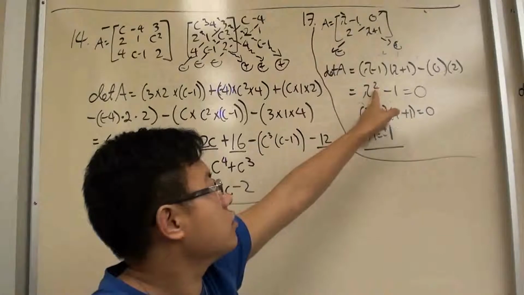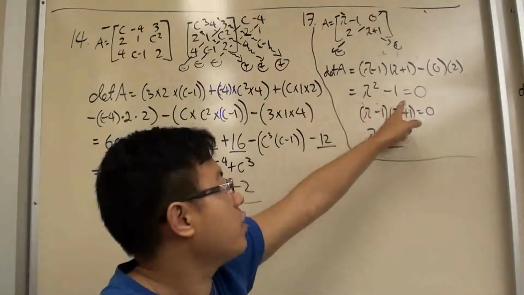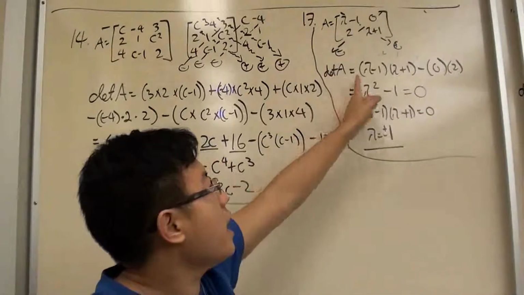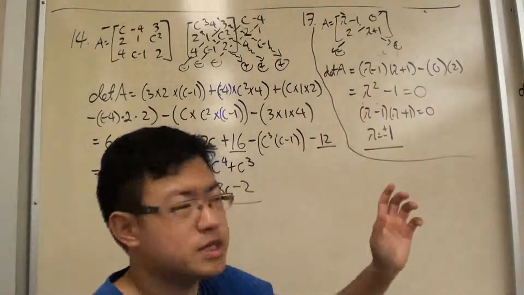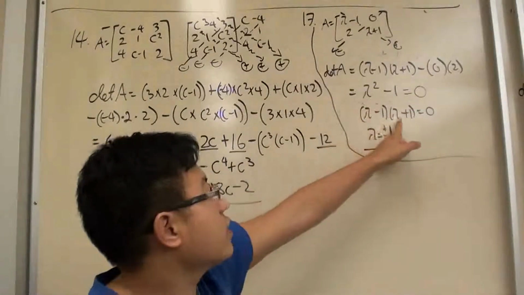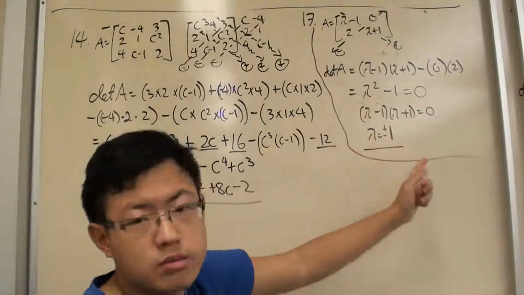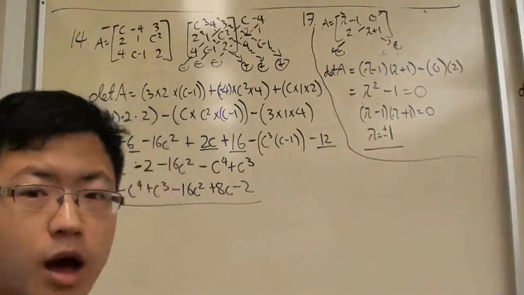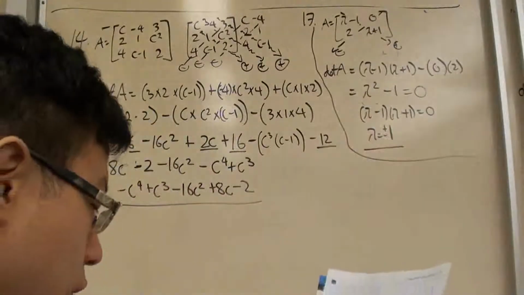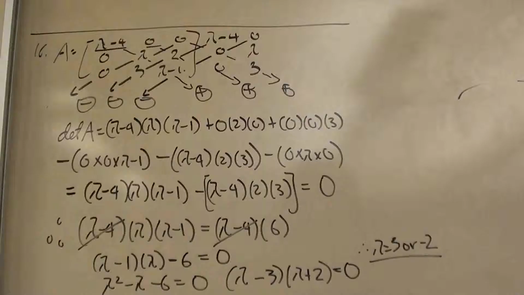So we use the same method, positive, negative, and we do that, and then we have lambda squared minus 1 equals 0. Because determinant A is going to be 0, right? Then what value of lambda must it be? So I just factored it out, and it's going to be plus or minus 1, right? Good. So that's a simple one. It gets a little bit more tricky when we do question 16.